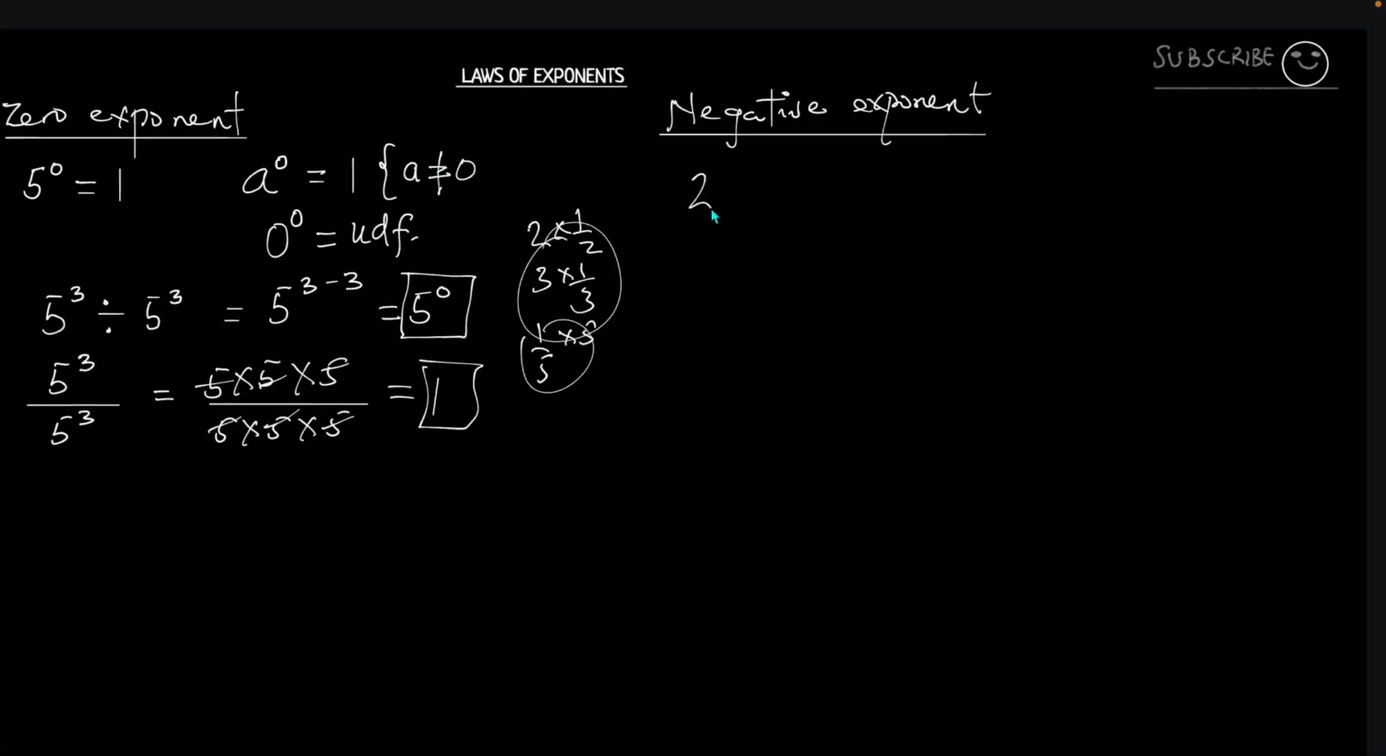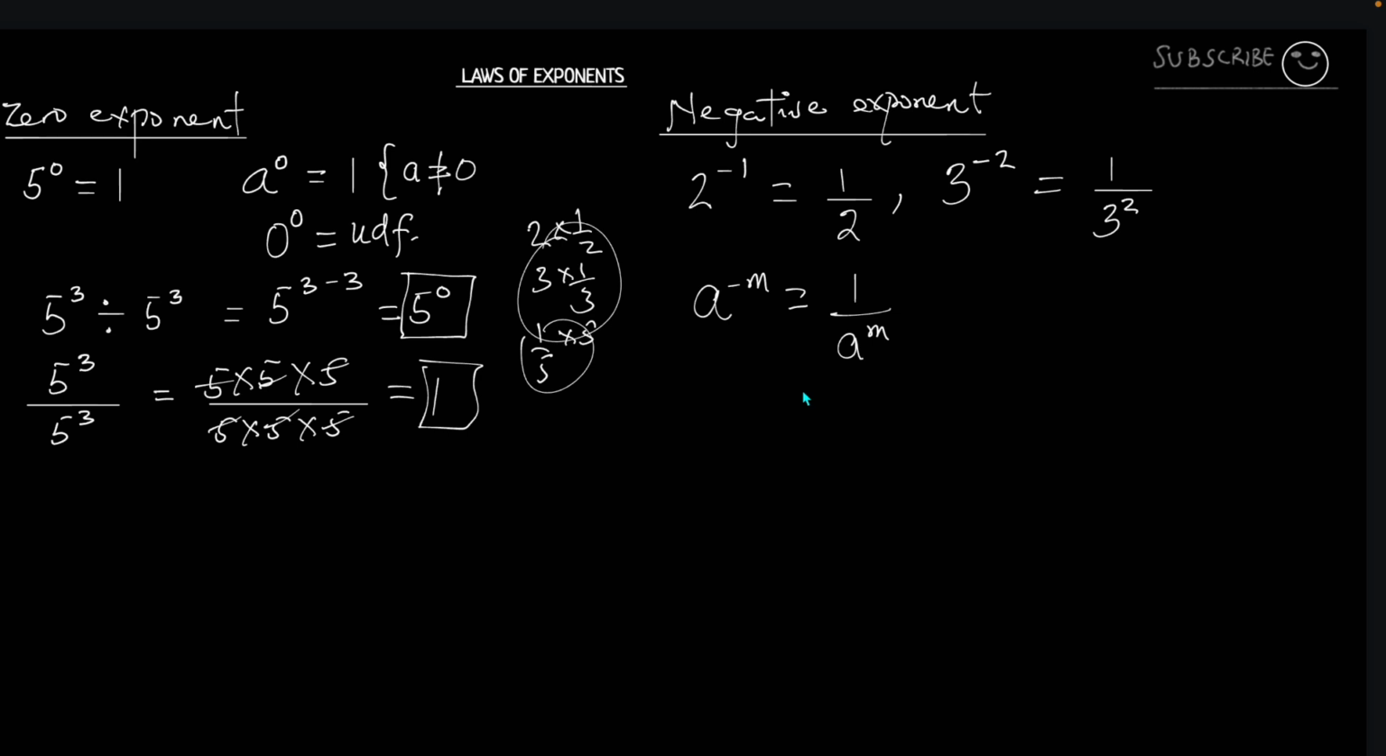When you have 2 raised to the power of negative 1, this can be written in form of fraction as 1 over 2. If you have 3 raised to the power of negative 2, this will be written as 1 over 3 raised to the power of 2. So by the time you are taking the inverse of this 3, which is 1 over 3, the negativity disappears because it is now in form of fraction. Now we can say that generally a raised to the power of negative m equals 1 over a raised to the power of m.